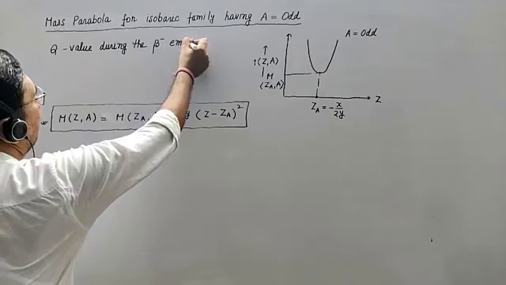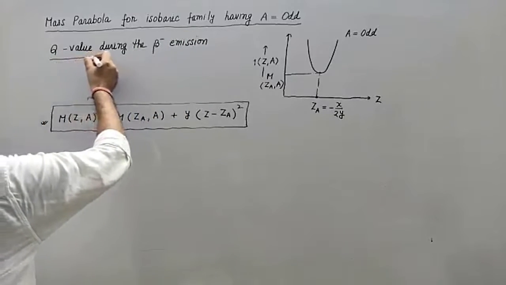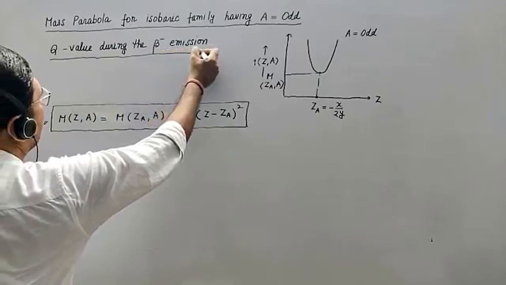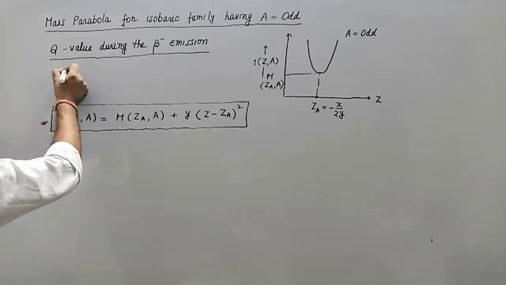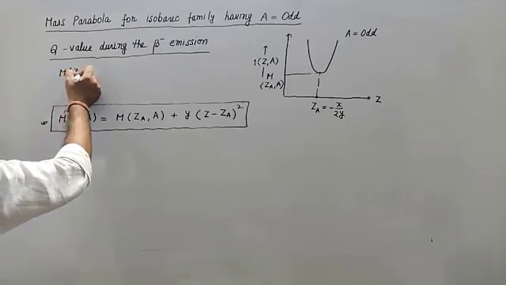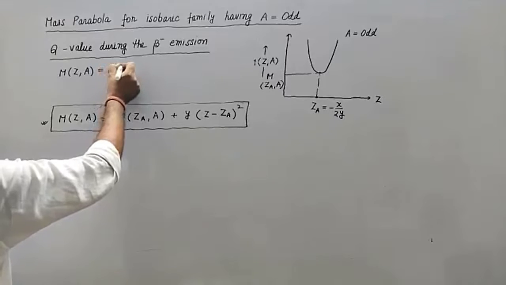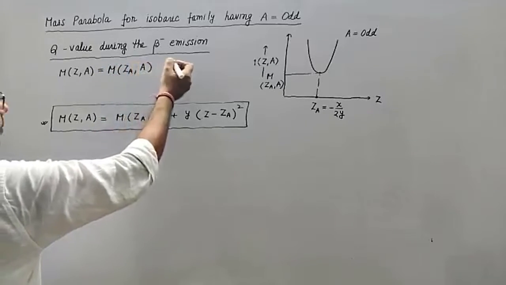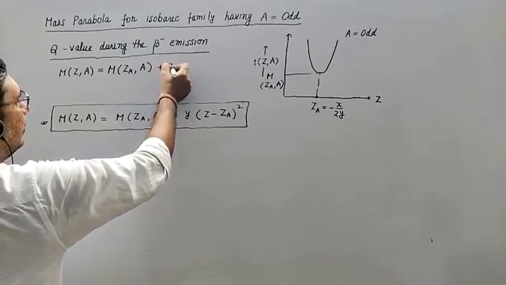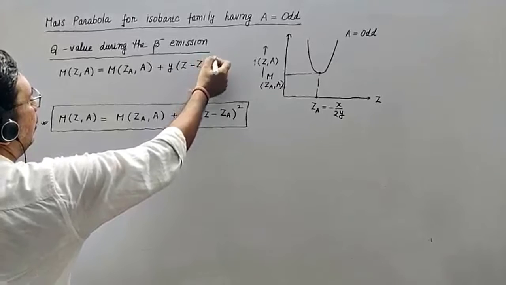So we have to find out the formula for the beta Q value of the process during the beta minus emission in an isobaric family. So I'm writing this formula here: m(Z,A) will be equal to the mass of the most stable nuclei, m(ZA, A), plus Y times (Z minus ZA) whole square.